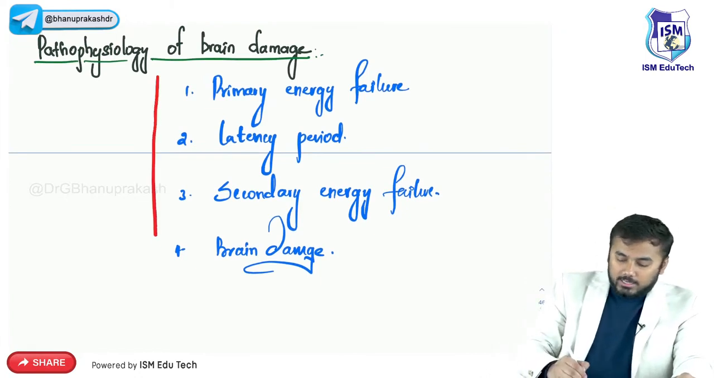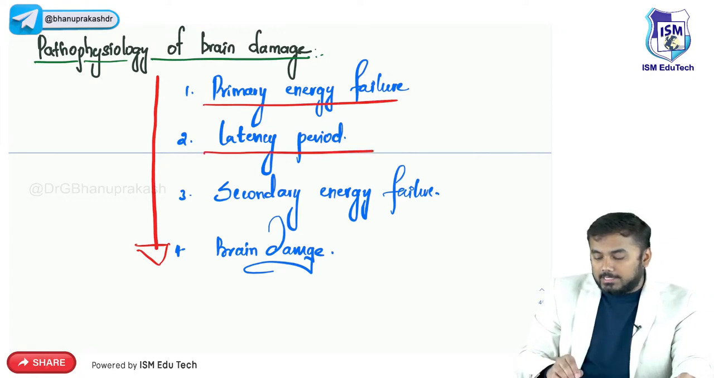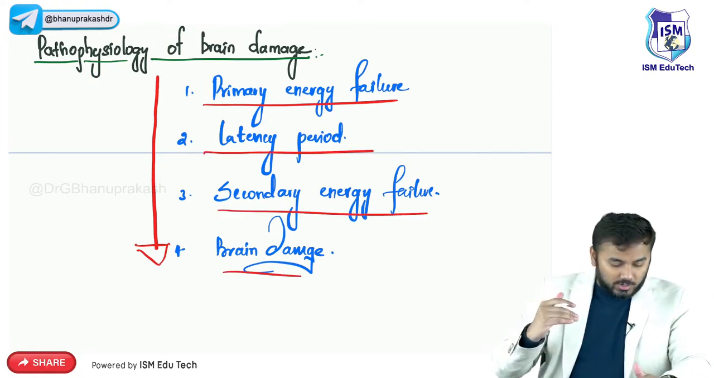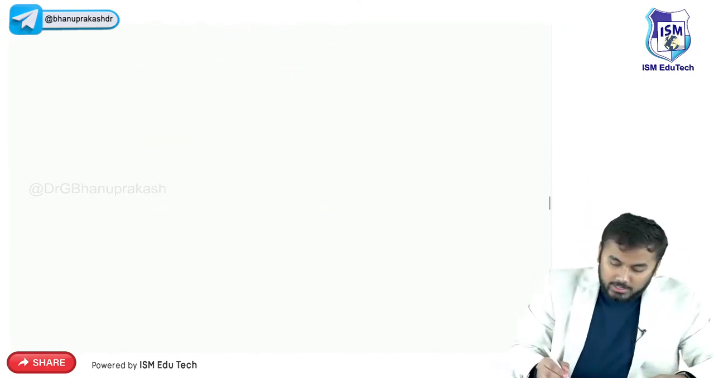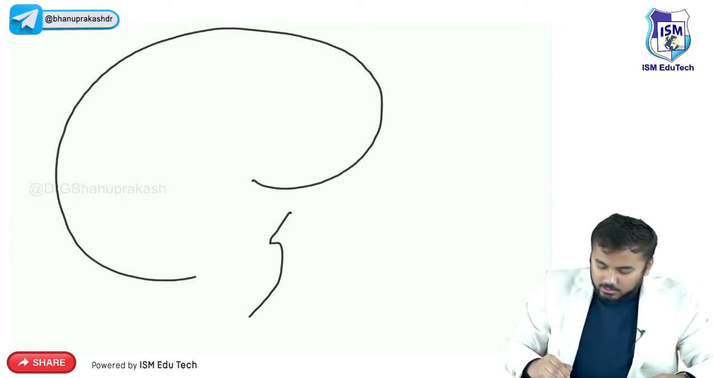So what are the stages? Four stages are there here. What are these four stages? Primary energy failure, latency period, secondary energy failure and brain damage, okay? So we shall discuss one by one very fast. Now all of you look here. Let us say that this is your brain.